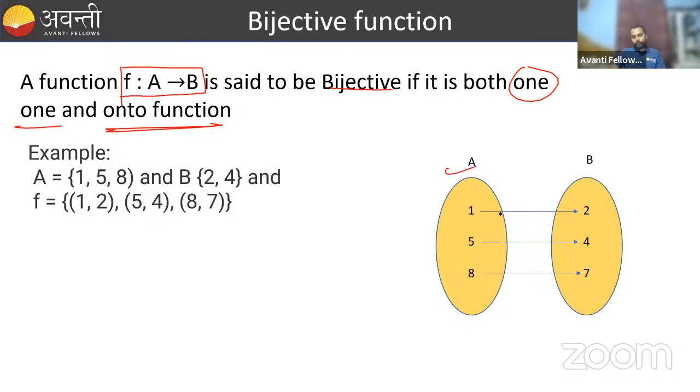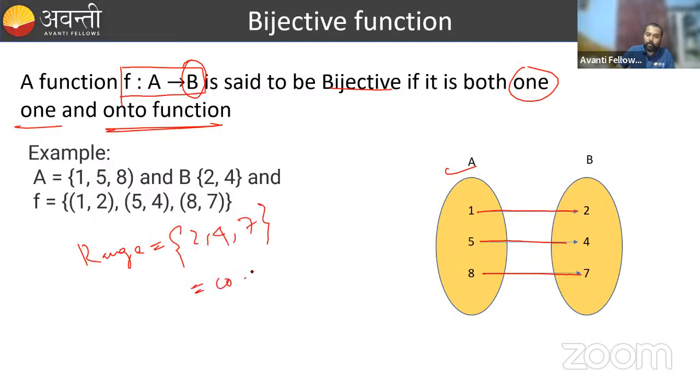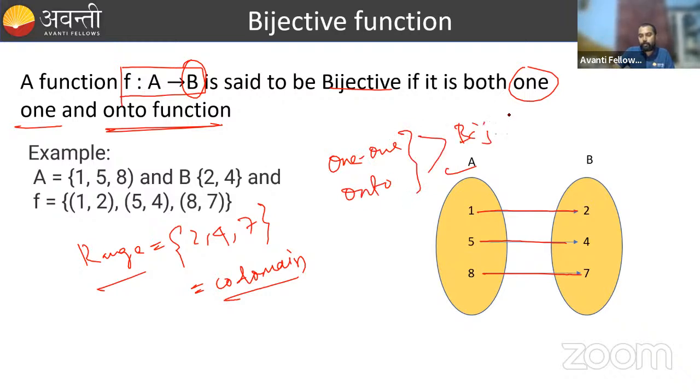Here we can see it is one-one because the mapping is one to one. The elements of A have different images in set B, so it is one-one. Why is it onto? Because the codomain is B and the range set is also B. The range set is the set of images, that is 2, 4, 7, and it is also the codomain. So range is equal to codomain. So it is onto also. It is one-one and onto, so we can say it is bijective. Clear, everyone?